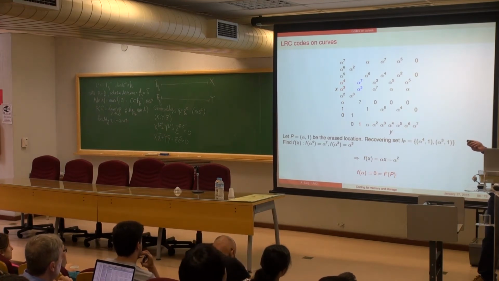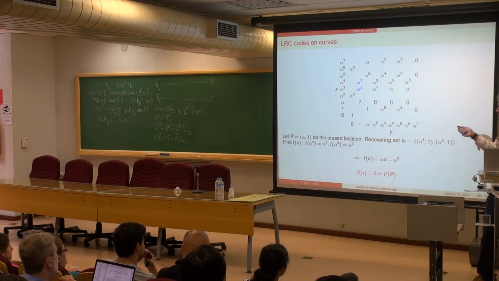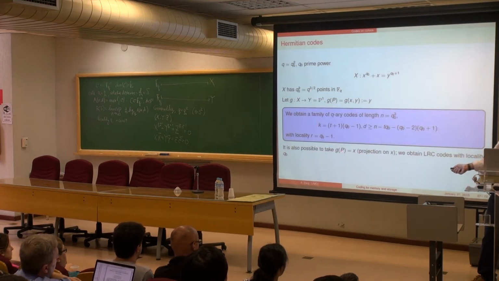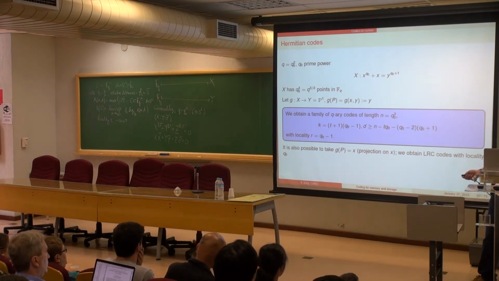This phenomenon is called ramification. The point is called totally ramified if the fiber consists of just that point. But nobody tells me that I have to take all the points. Let me throw out the ramified points, and then it becomes, well, not completely, this is 3, this is 4 r plus 1. But I still can use this 4 for locality, and this works in that direction as well. So it is possible to project on x, and we obtain an LRC code with locality q0.